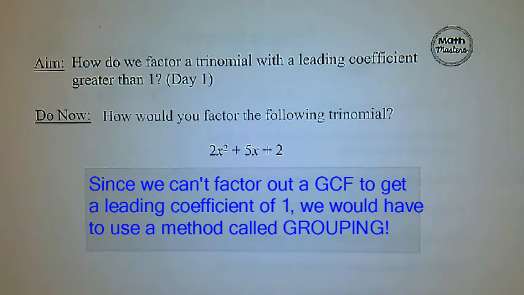If you notice, on day 1 of this unit, we always look to see if we have a GCF. Well, if we have 2x squared, 5x, and 2, there is no GCF of those numbers. I know that there's two 2's, but that 5 is not divisible by 2, so you cannot factor out a 2. But please make sure you always look for that first. If you cannot, I'm going to teach you a method called grouping today.